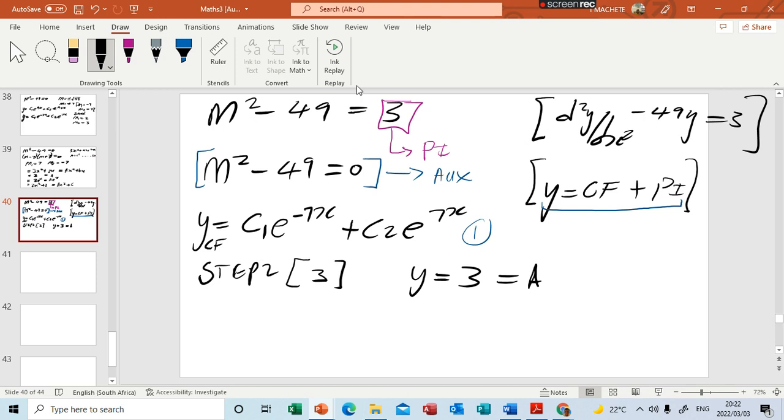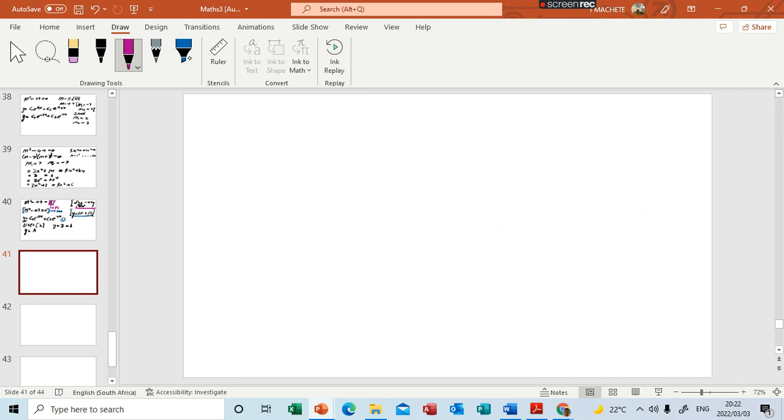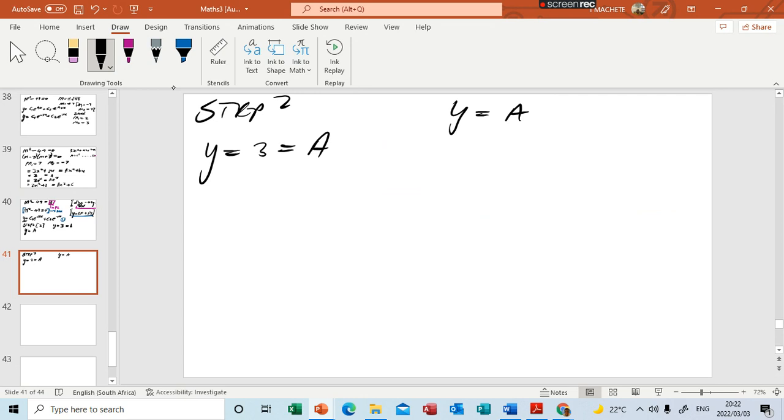So guys, I said you have to change everything to y, to y equals a. After doing this, remember this equation. It's very important that you write it like this. Let me write it here. So I said y equals 3, and then I equated this 3 to a. So y equals a.